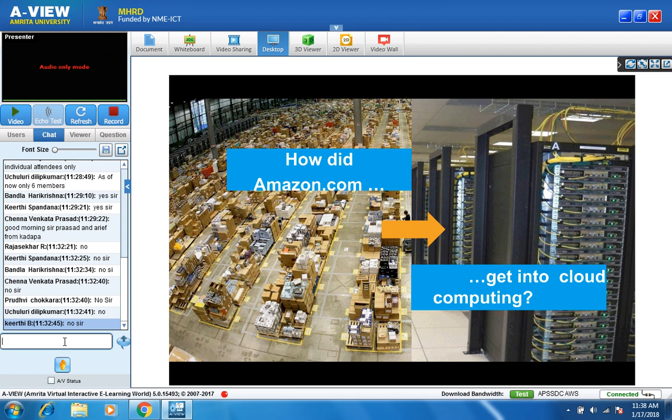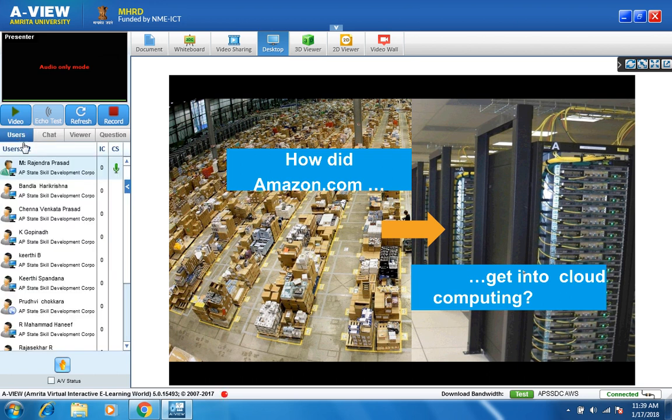Does anyone know how it happened? Even now, Amazon is the biggest e-commerce platform, but it is also the biggest cloud services and cloud computing platform in the world. So how did it get to cloud computing from e-commerce? Does anyone know the answer to this? If you understand this, then it will be easy for you to appreciate this entire domain of cloud, basically.